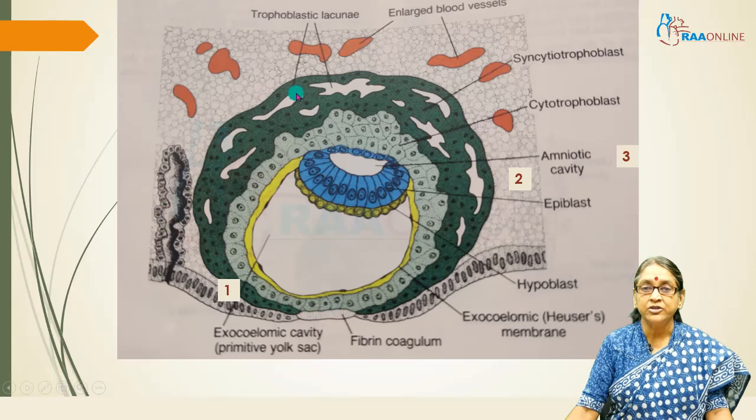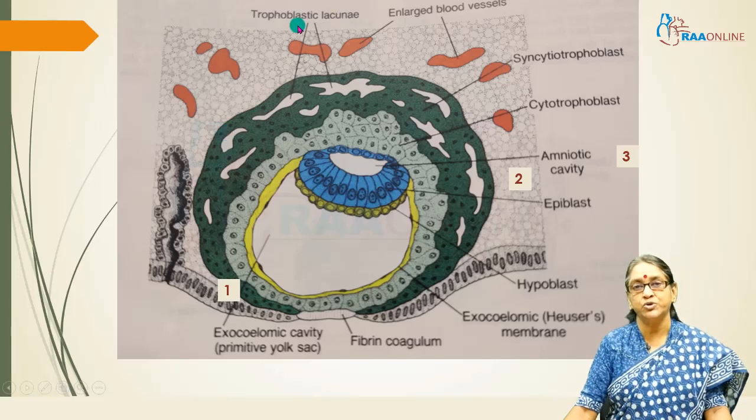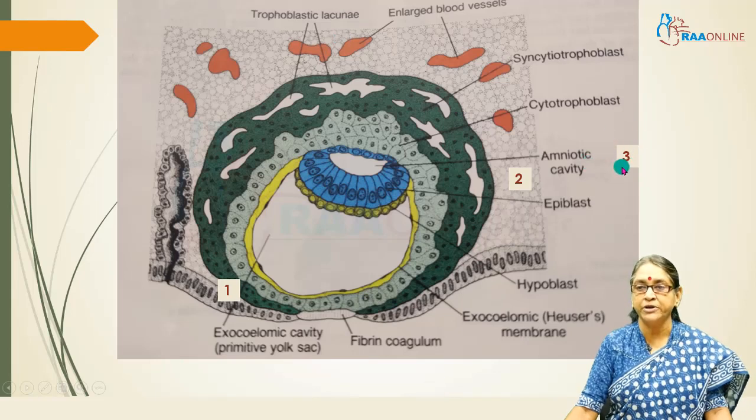You find the trophoblast, especially the syncytial component, has become larger and more voluminous, and there are empty spaces which are the vacuoles to start with, and the vacuoles have become the lacunae. Larger spaces will become lacunae. So trophoblastic lacunae appeared. And what is component number 3?